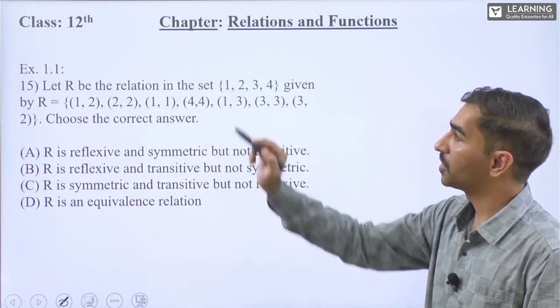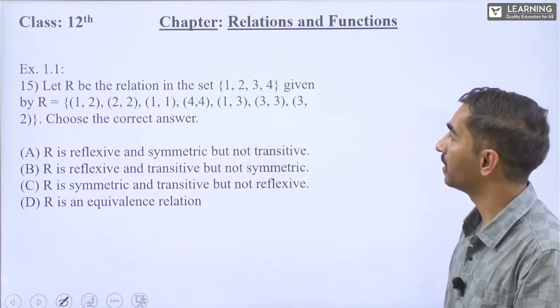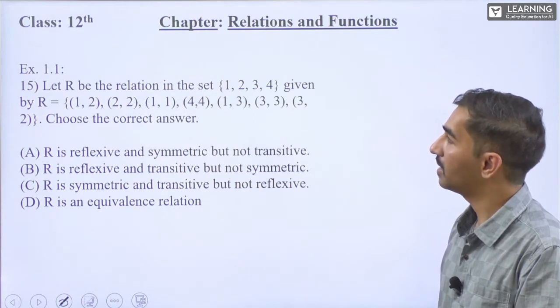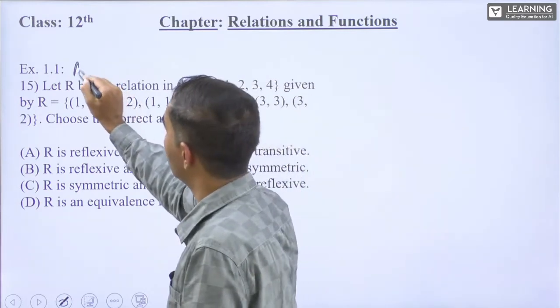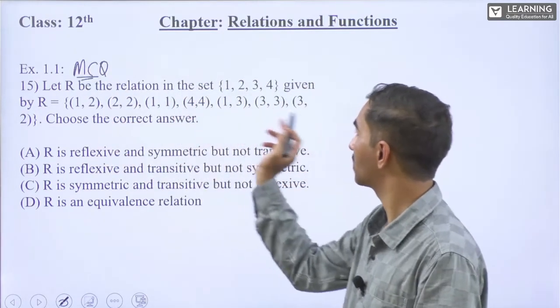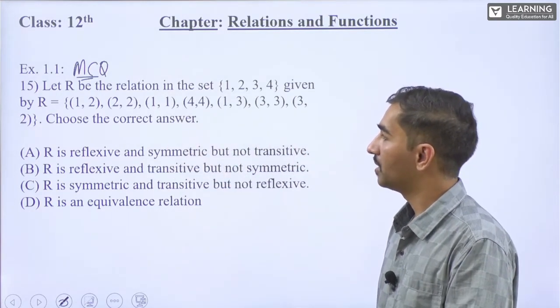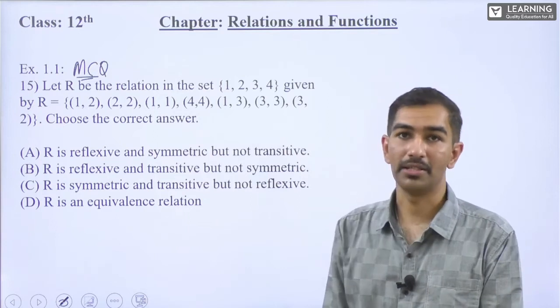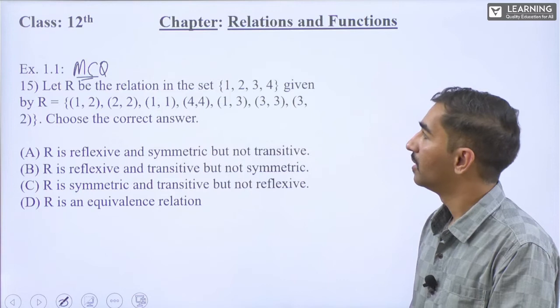Exercise 1.1, question number 15. Let R be the relation in the set {1, 2, 3, 4} given by R. Oh, this is an MCQ question. Got it. Okay, R is given, students. Choose the correct answer. So we have to check whether it is reflexive, symmetric and transitive in nature. You know what reflexive, symmetric and transitive are? We'll just check once.